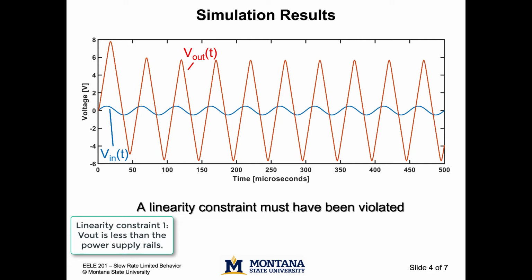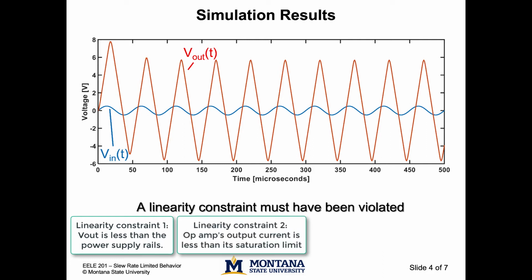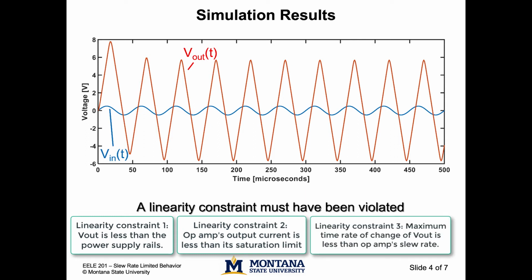What about output current saturation? So remember, we have to make sure that the current that the output voltage is asked to source or sink does not exceed its current saturation limit, which for a 741 op amp is a few milliamps. With the resistors that we chose and a 10 volt amplitude, we should not have a problem with current saturation. The problem that we have is with the third linearity constraint, and that has to do with how fast we are asking the output of the op amp to change with time.